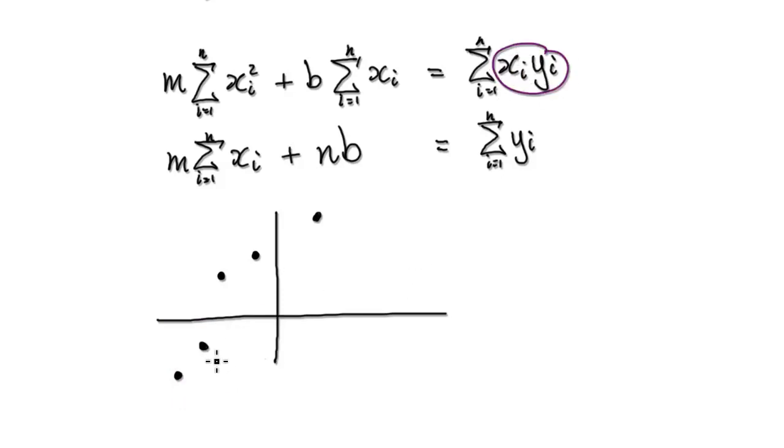Look at the second data point. Let's call this i equals 2 here. So here you're looking at the x, extract the x, and multiply it by the y. That will then give you this area here.